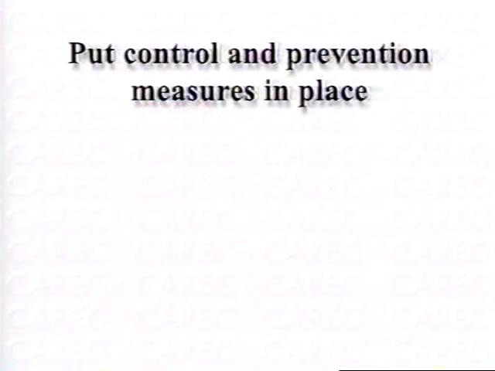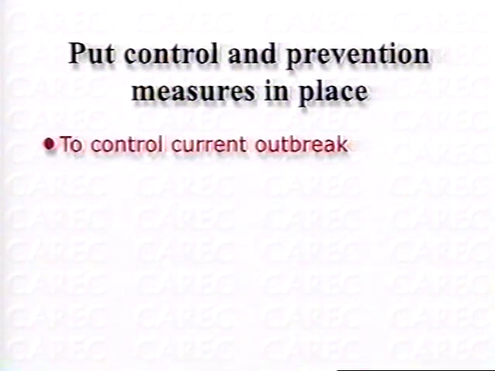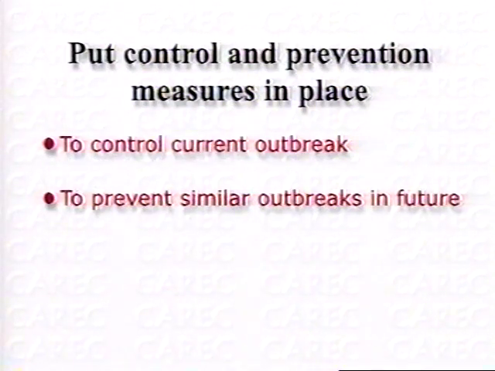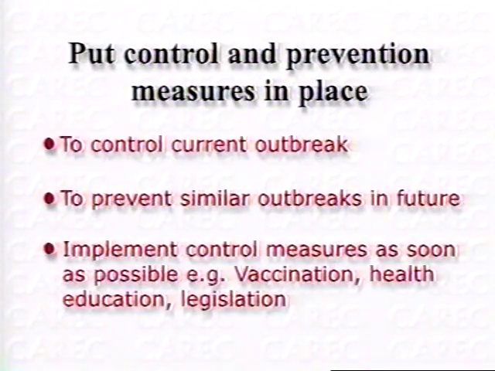The next step is to put control measures in place. Usually, these measures are to control the current outbreak or to prevent similar outbreaks in the future. Control and prevention measures should be implemented as soon as possible and may be done very early in the investigation. This outbreak is over, but how can we prevent another outbreak of its kind from happening? I think public health education is the best way to go.